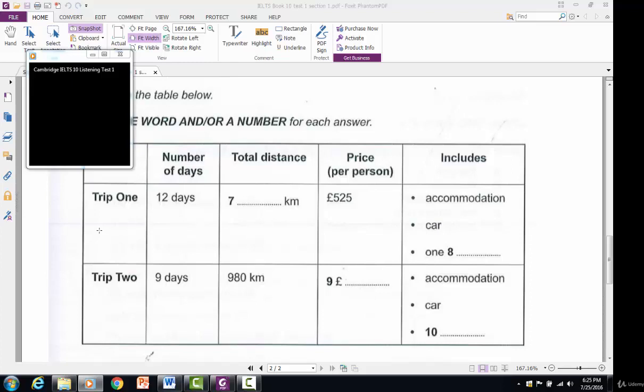All right, and so we're about to answer questions 7 through 10. And as I've told you before, it's so important that you understand all the questions for the IELTS go in order. So you're going to hear the answer for number 7, then you're going to hear the answer for number 8, then number 9, then number 10.